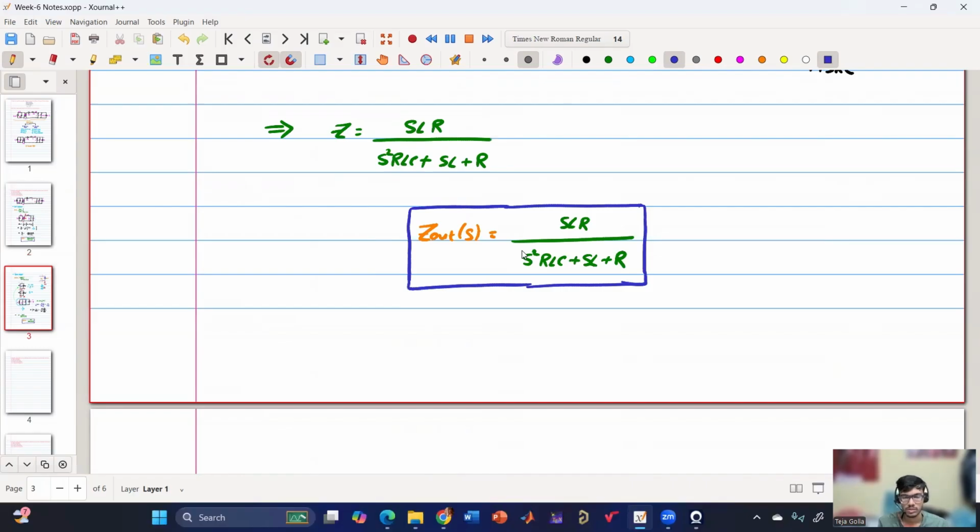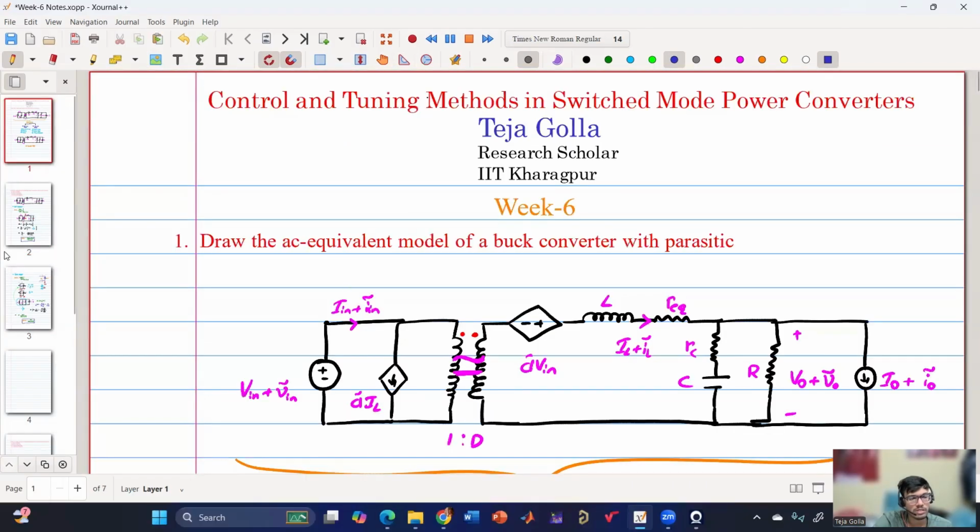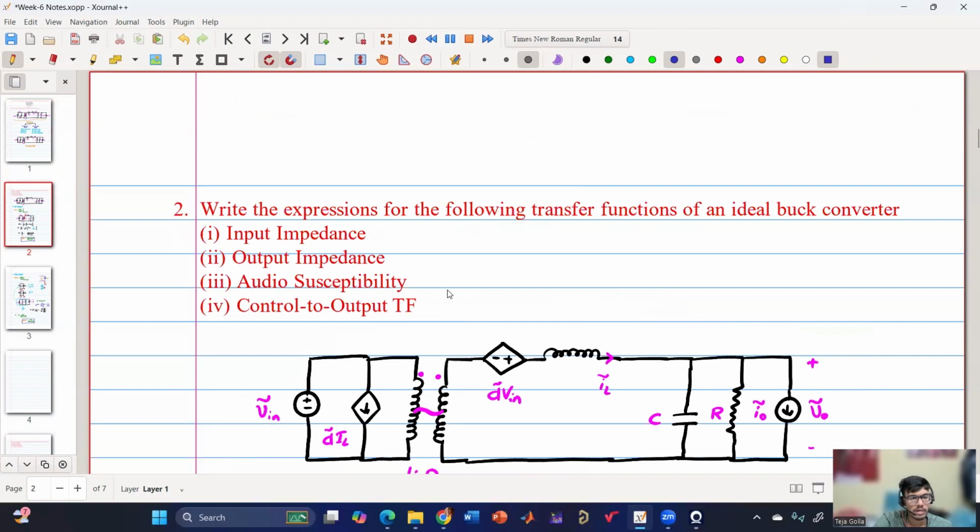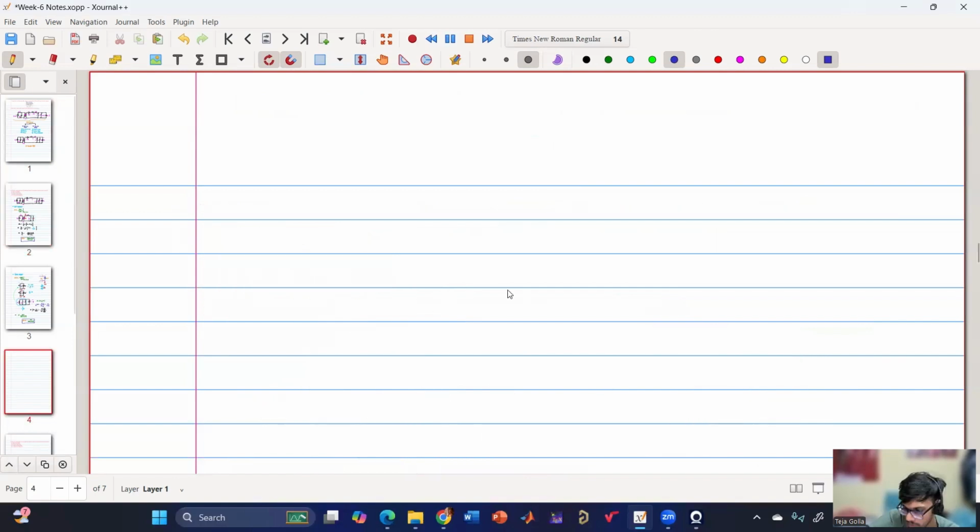Yes, sir. Clear. So now if we move on to another transfer function, which is audio susceptibility, can anyone tell me what is audio susceptibility? Output voltage by perturbation in voltage versus perturbation in input current. Input current or input voltage? Input voltage, my bad. Yes, output voltage by input voltage, which is also called line regulation.